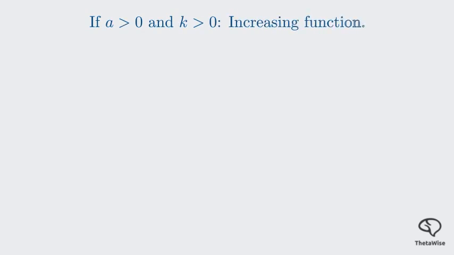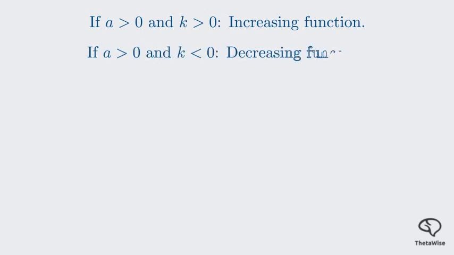So what does the graph look like? The value of k determines whether the function is increasing or decreasing. If k is positive and a is positive, the function grows rapidly. It's an increasing function. If k is negative and a is positive, the function decays. It starts high and approaches the x-axis. It's a decreasing function. In both cases, for this form of exponential function, the x-axis acts as a horizontal asymptote. The curve gets closer and closer to it, but never actually touches.